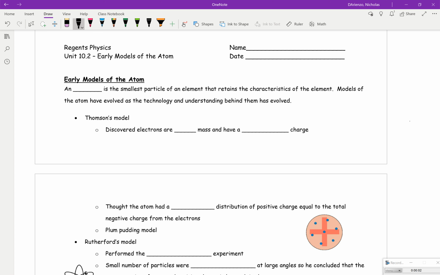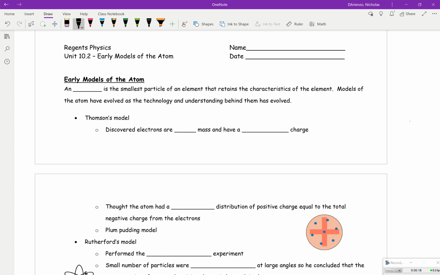Hey everyone, welcome to our next lesson in our unit on modern physics. Today's lesson is going to be on early models of the atom, which most of you at this point would have some experience with, having taken chemistry prior to taking physics.